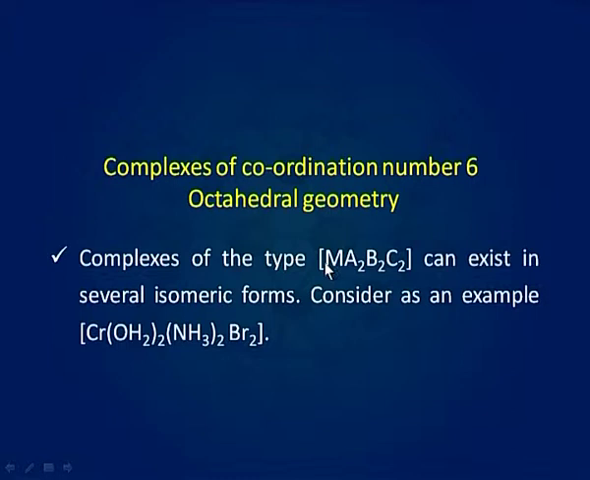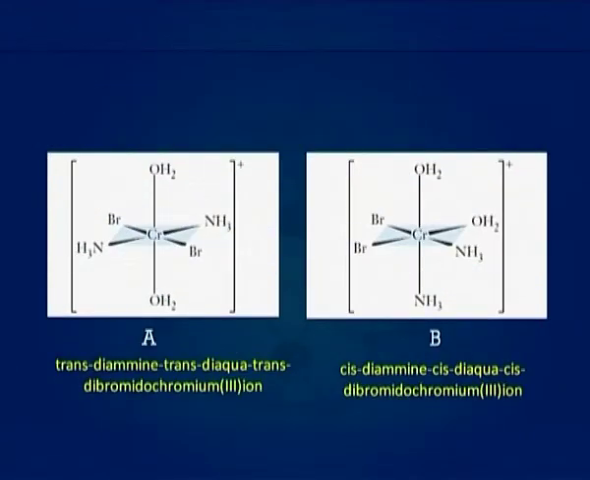Complexes of the type Ma2B2C2 can exist in several isomeric forms. Consider as an example [Cr(H2O)2(NH3)2Br2]+. In first form A, the members of all the three pairs of like ligands are trans to each other. Hence, it is named as trans-diammine, trans-diaqua, trans-dibromido chromium(III) ion.